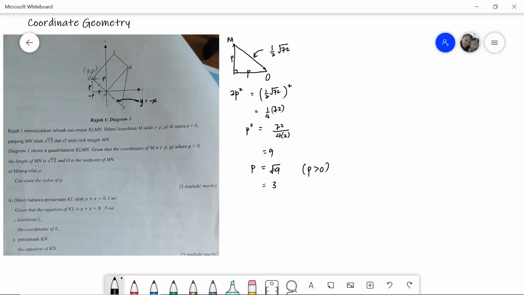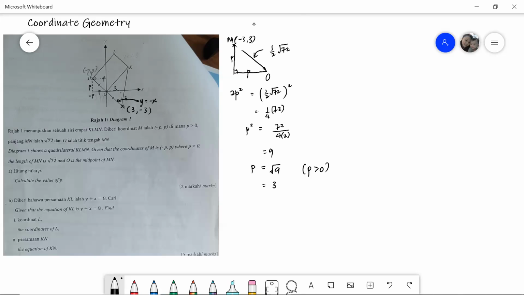So we found p is 3, therefore the coordinates of M will be (-3, 3). With that, the coordinates of N, because it's at the same distance apart, 3 units, we have the coordinates of N as (3, -3).